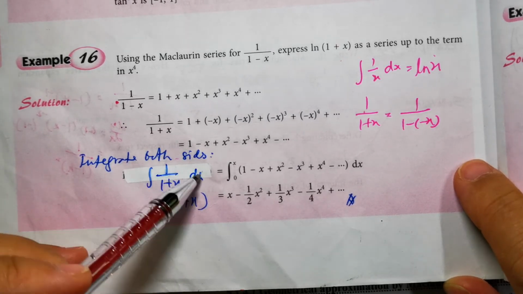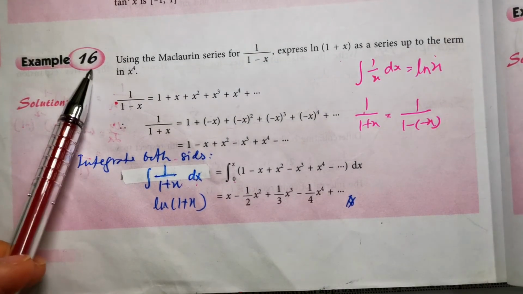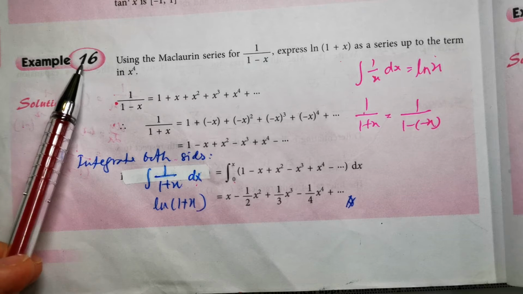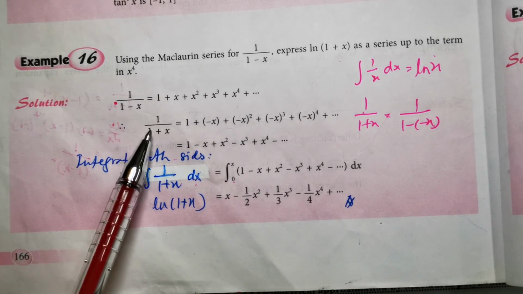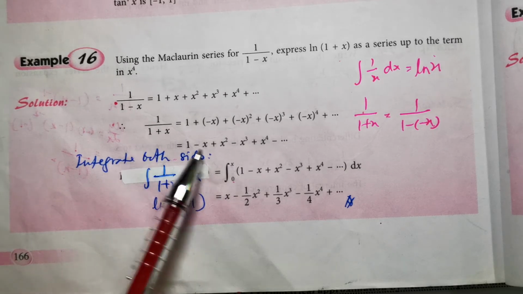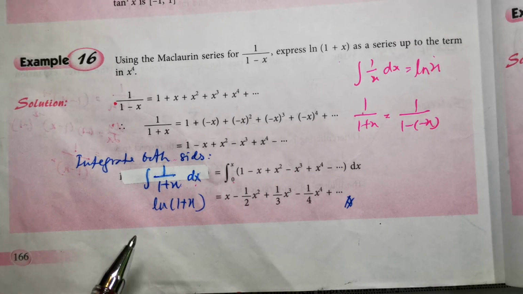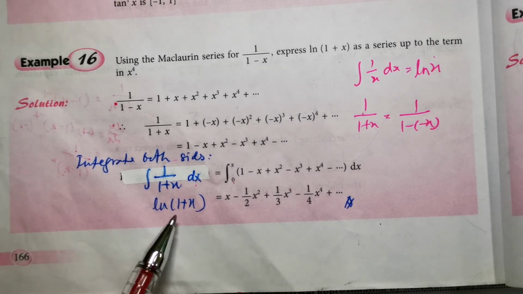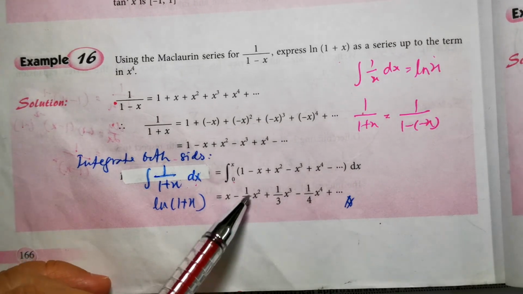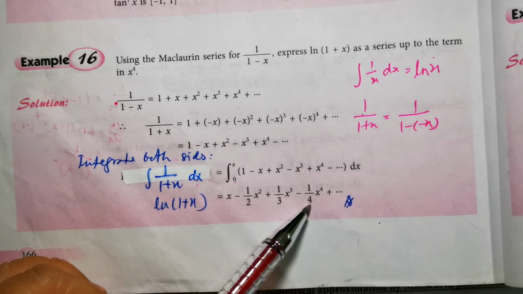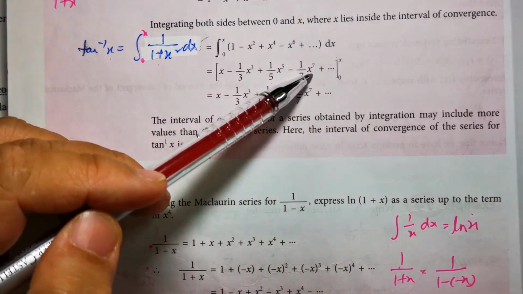Integrate the left hand side with respect to x, integrate the right hand side with respect to x. This example is slightly the same as example 14, the differentiation. We get the expansion, then in example 14 we differentiated both sides. Now we integrate both sides. Integrate 1 over 1 plus x is ln(1 plus x). Then integrate this one term by term. Integrate 1 is x, like just now. By right, you must have this step.